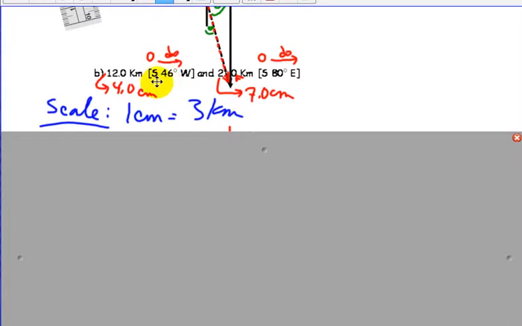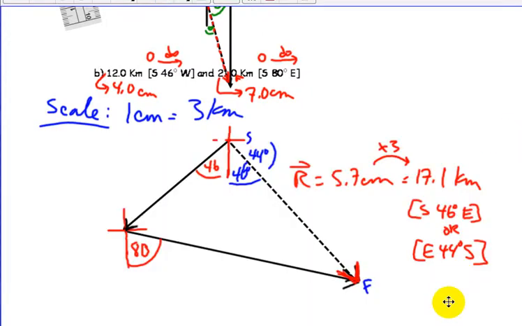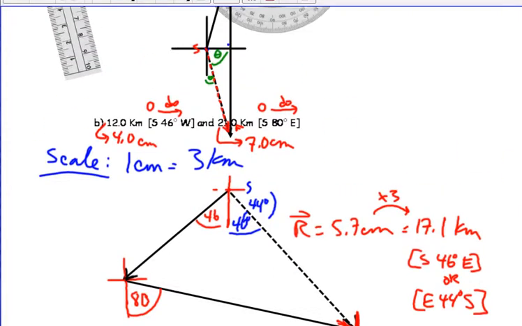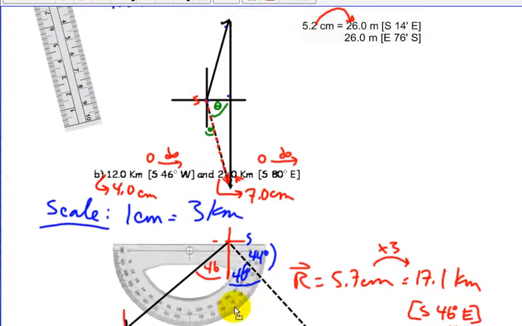And again, the first part of the direction is where you start, and the second part is where you're moving to. So starting south, moving 46 west. Starting south, 80 degrees east. When you're done that, your diagram should look somewhat similar to this. Here I chose this as my starting point, and as you can see, I measured it out. I'll just grab my protractor here.